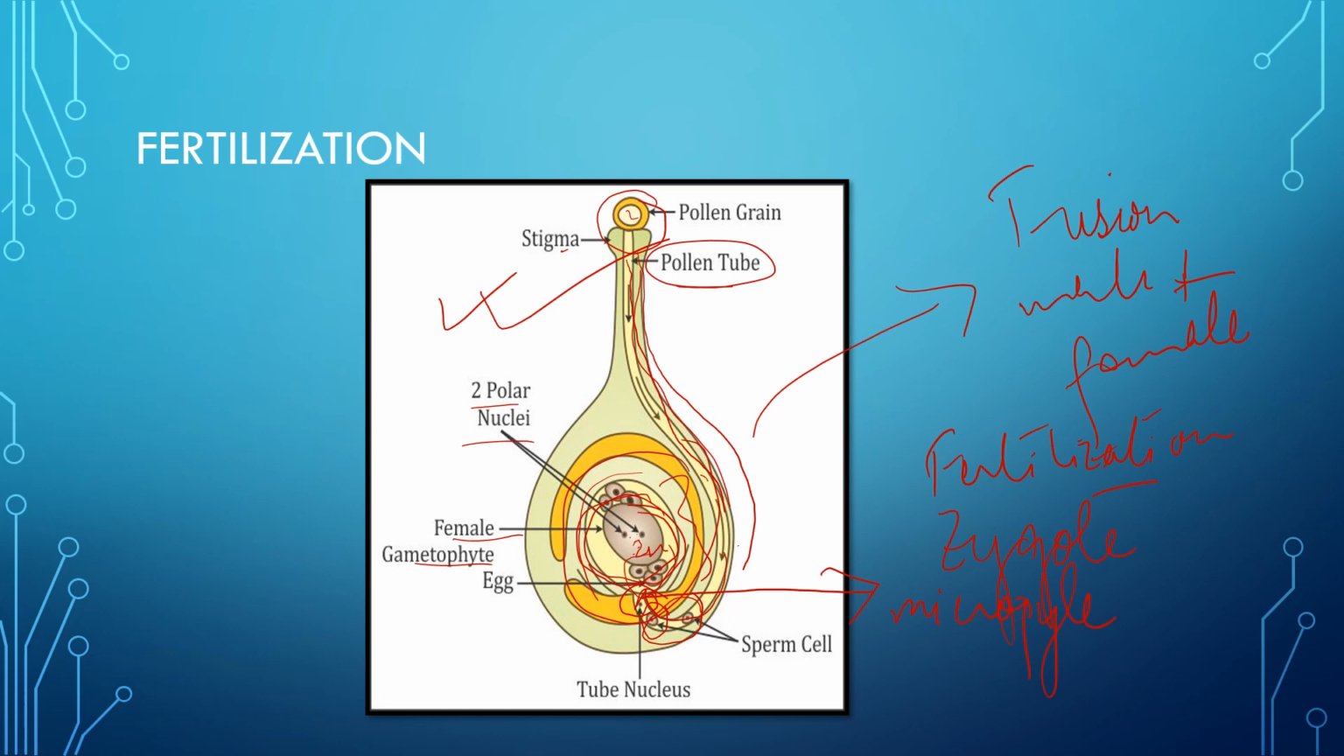I'll give the link here. But for your 8th standard, this is enough. If you want to know about double fertilization and how it happens, I have already discussed that in 9th standard. So for 8th, this process is enough. Now let us move on to the notes on fertilization.